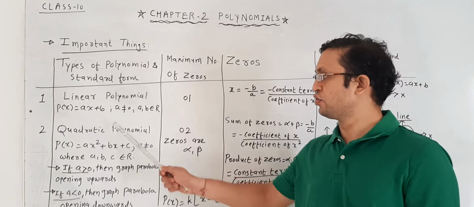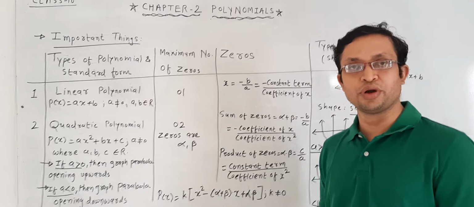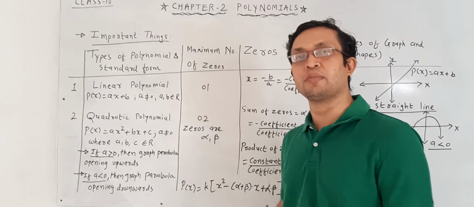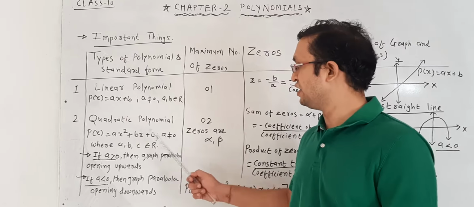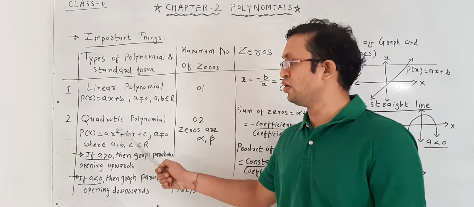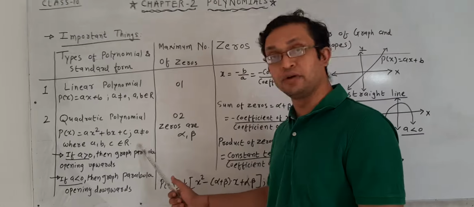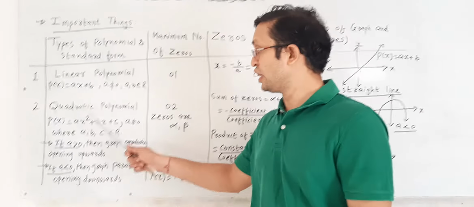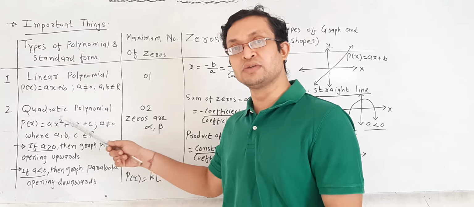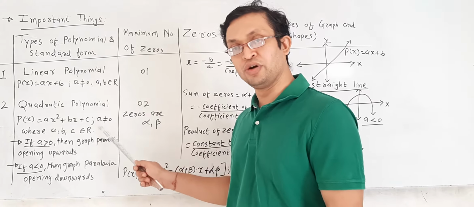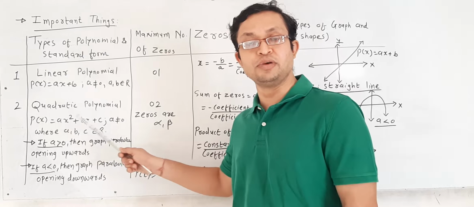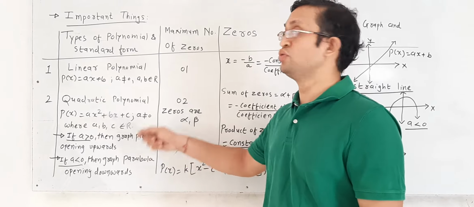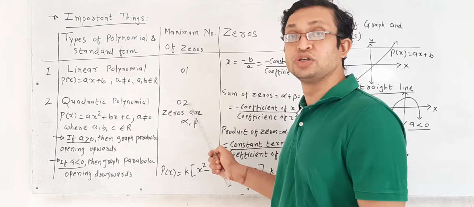Second one, quadratic polynomial. The standard form of a quadratic polynomial is p of x equal to ax square plus bx plus c. Its condition is that the coefficient of x square, a, is never equal to 0, and a, b, c are real numbers. Here the degree of x is 2, therefore the maximum number of zeros is 2.